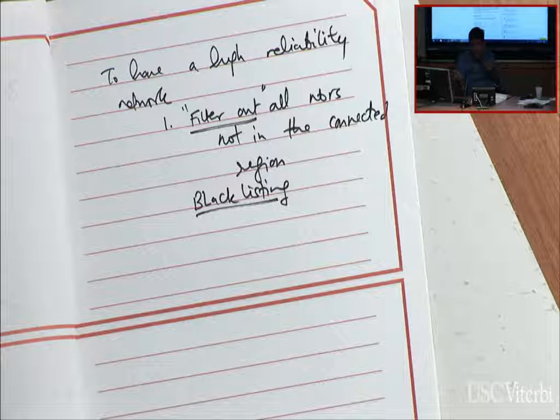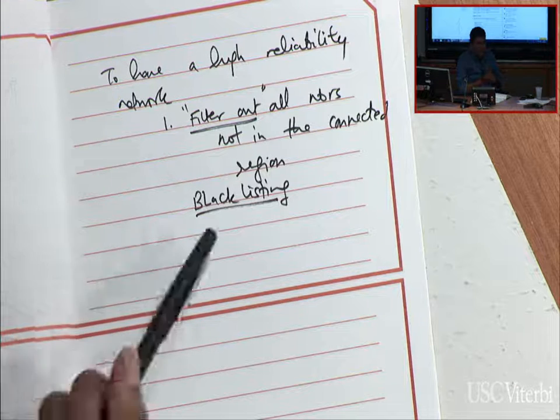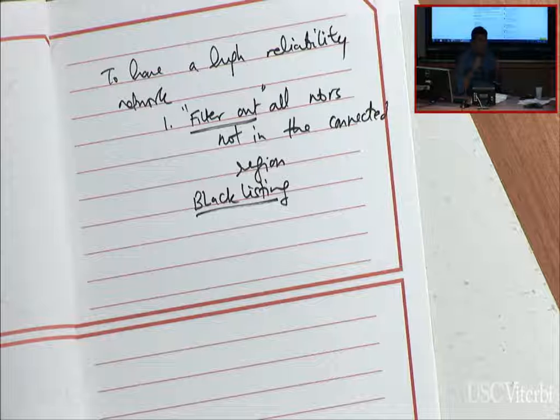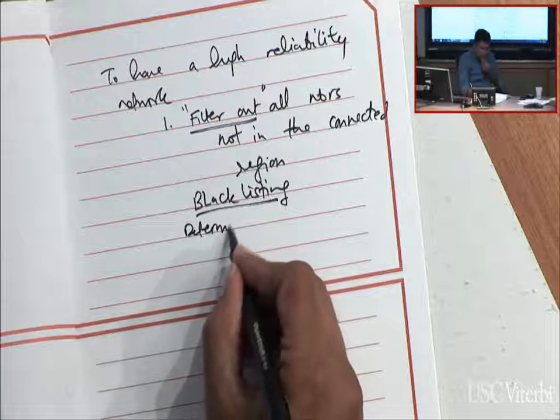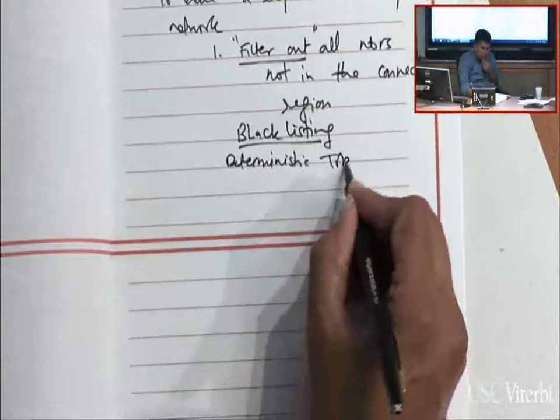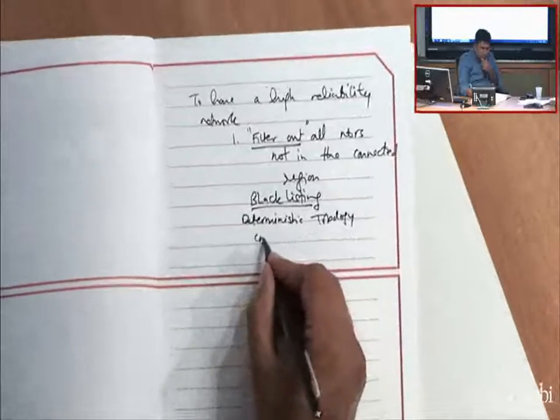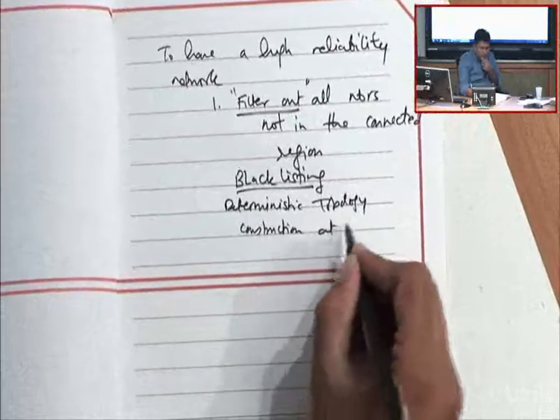I haven't actually seen how the Dust Networks or the Linear Technology networks are deployed to ensure the high reliability they're talking about. My gut feeling is it's because of blacklisting. So they've identified or deployed the networks in such a way that they ensure that every node has a sufficient number of neighbors of high quality. And everybody else you do not communicate with. Okay. Related to blacklisting is a deterministic topology construction at deployment time.